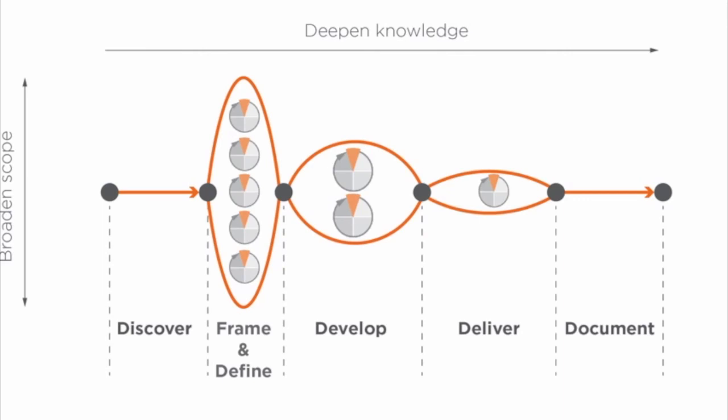But then there's this phase, which I name frame and define. And frame and define is not just define what the problem is. No, it's also you develop multiple frames next to each other, each with another preferred outcome, another goal, and you compare them together with your clients, your users, your stakeholders. Once you did that, you have a frame and a definition.